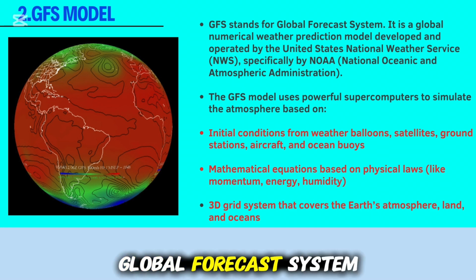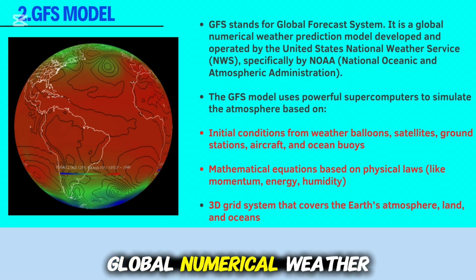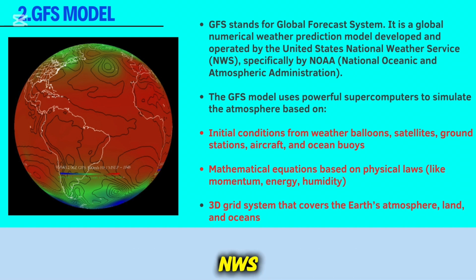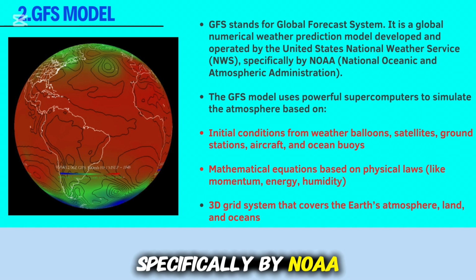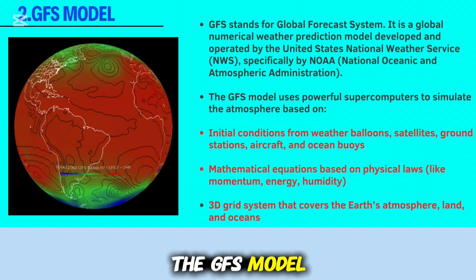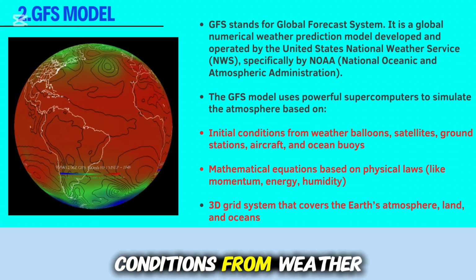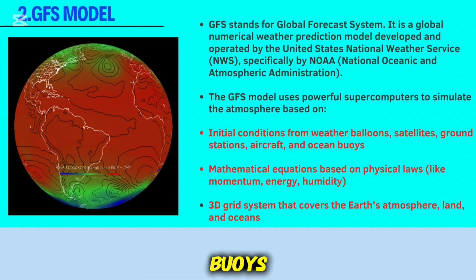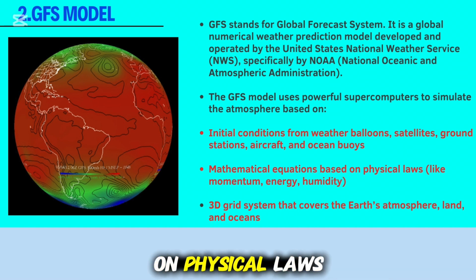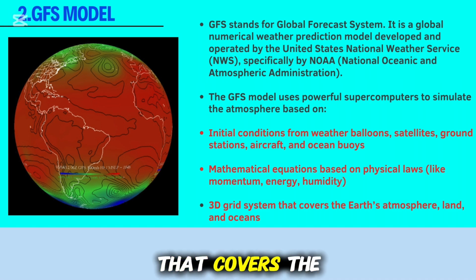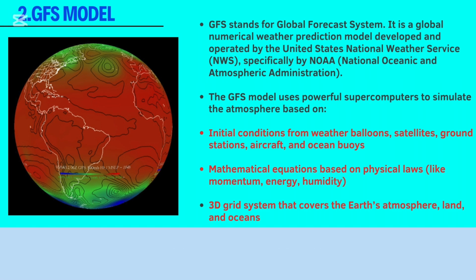GFS stands for Global Forecast System. It is a global numerical weather prediction model developed and operated by the United States National Weather Service, NWS, specifically by NOAA, National Oceanic and Atmospheric Administration. The GFS model uses powerful supercomputers to simulate the atmosphere based on initial conditions from weather balloons, satellites, ground stations, aircraft, and ocean buoys. Mathematical equations based on physical laws, like momentum, energy, humidity. 3D grid system that covers the Earth's atmosphere, land, and oceans.